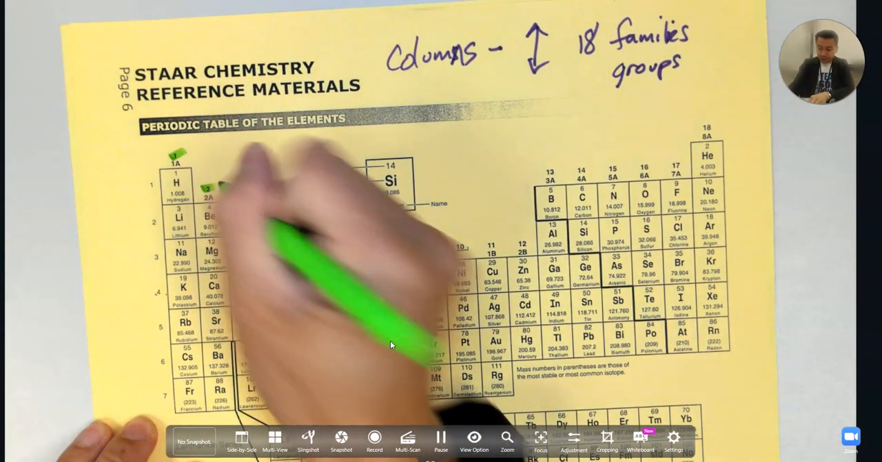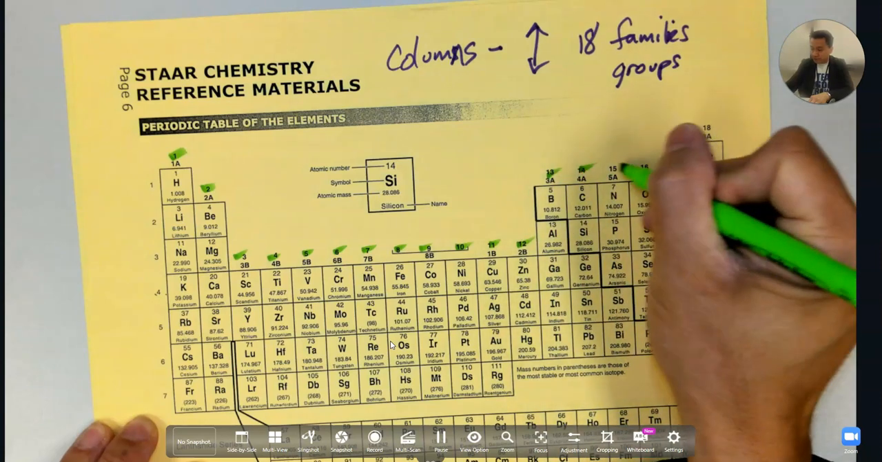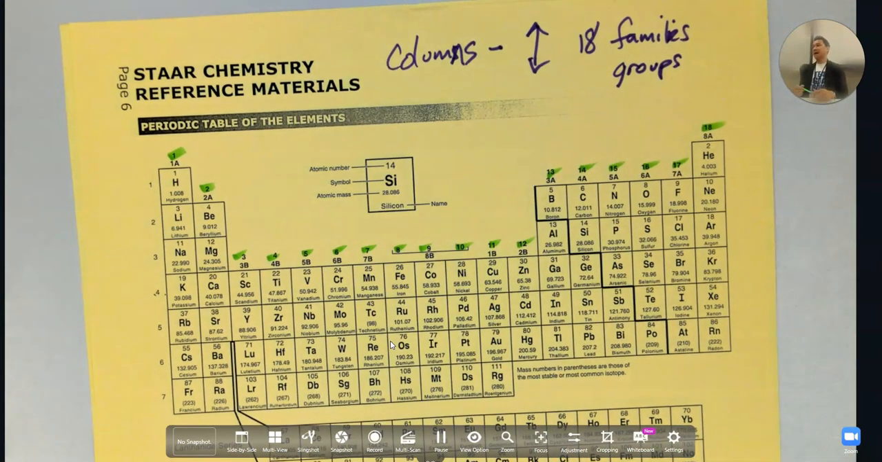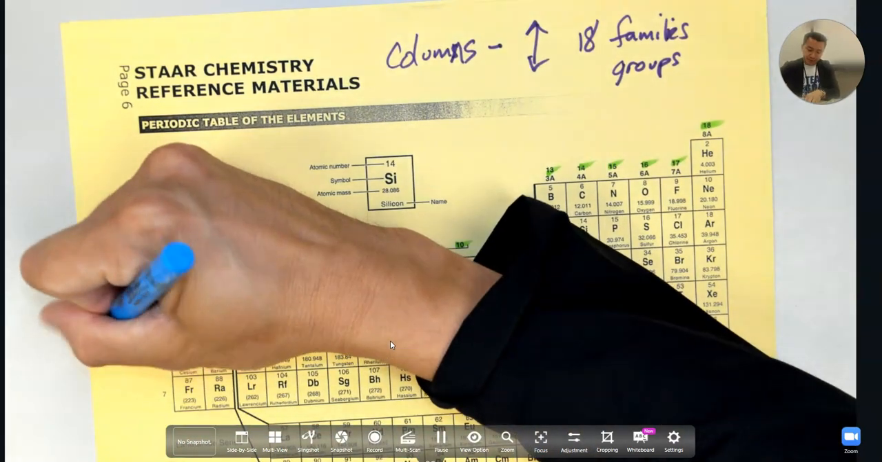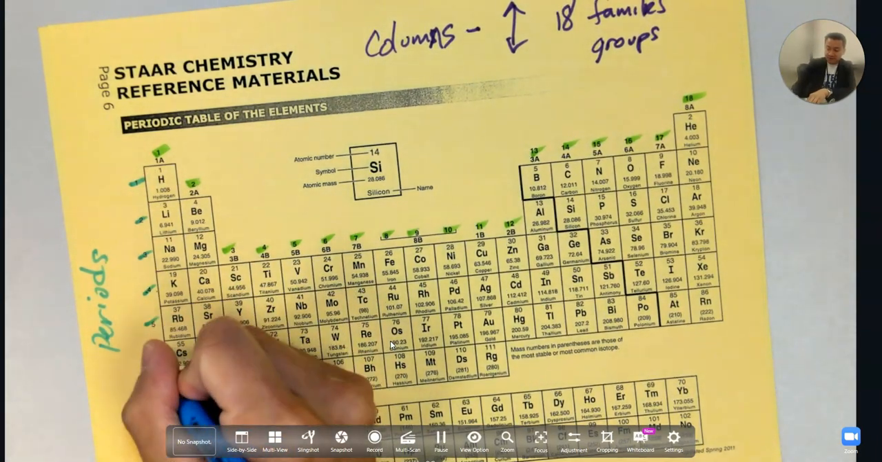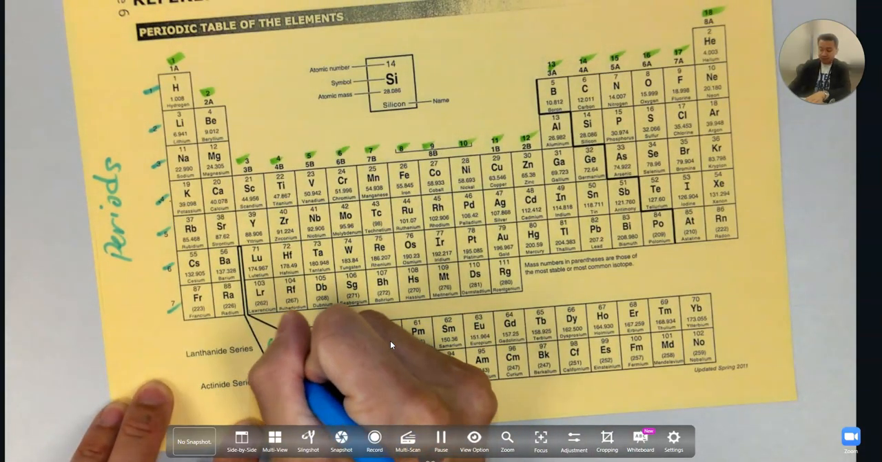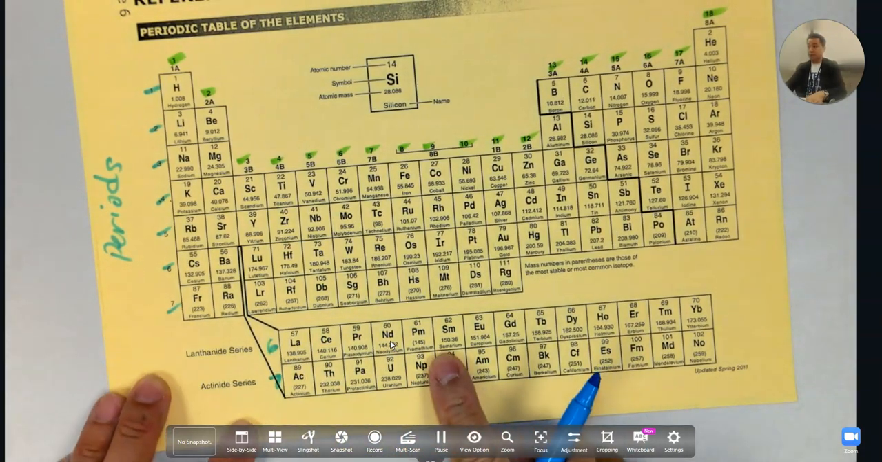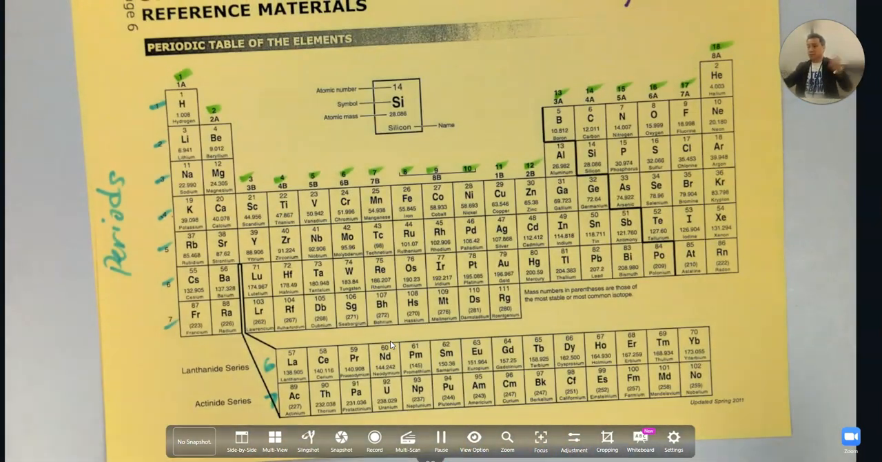1, 2, 3, 4, 5, 6, 7, 8, 9, 10, 11, 12, 13, 14, 15, 16, 17, 18. There are 18 families or groups. Okay, and going across, we have what we call periods. Your periods are rows: 1, 2, 3, 4, 5, 6, 7. 7 rows. Notice these two rows at the bottom here, they're connected to row 6 and row 7. They're a continuation. It's placed down here because it would stretch the periodic table out, just to make it look nicer and fit on one sheet.